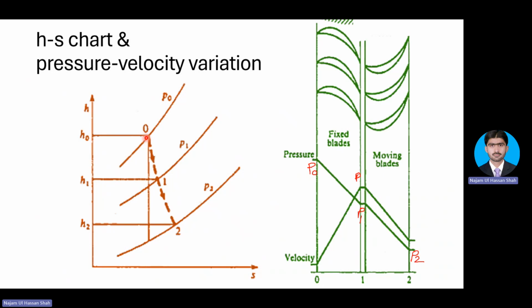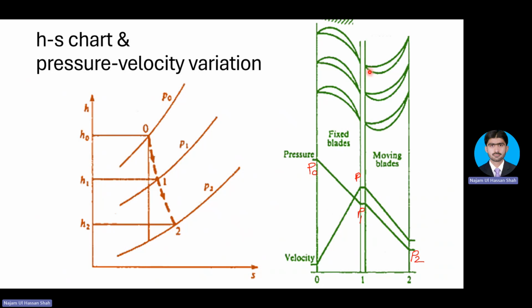The process in a turbine is adiabatic. A reversible adiabatic process is shown by a vertical line on the HS chart representing an isentropic process. Practically, there is some deviation from the isentropic behavior. So we represent an actual adiabatic process by a dashed line curved inclined towards the right side, as shown here, from process 0 to 1 to 2. So enthalpy before the inlet is H0. After the fixed blades, enthalpy is H1, and at the exit of moving blades, enthalpy is H2.